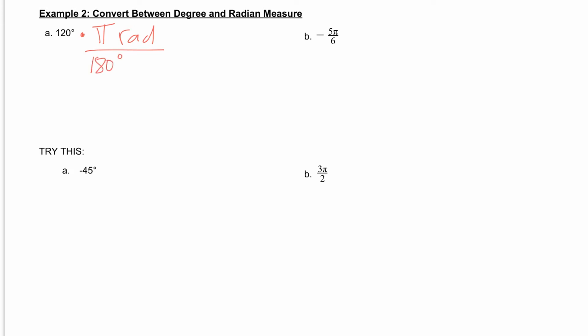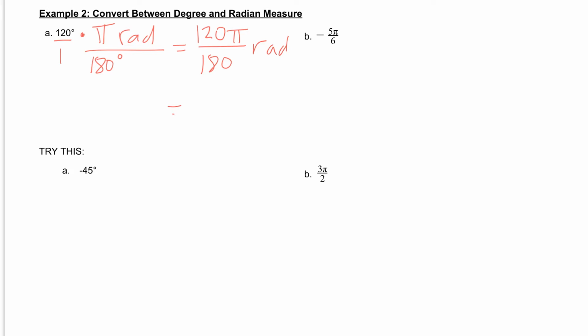And what happens with that, we multiply straight across the top. Remember, you can put 120 over 1 if you think about the fraction. So you multiply across the top and multiply across the bottom. So on the top, we get 120 pi over 180. If you think about your units, we've got degrees here and degrees here, which are going to cancel out, leaving us with just radians as our unit.